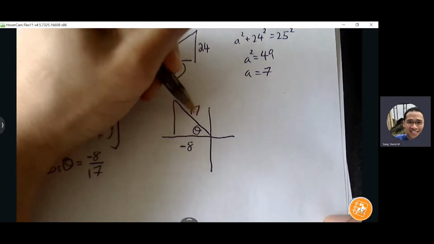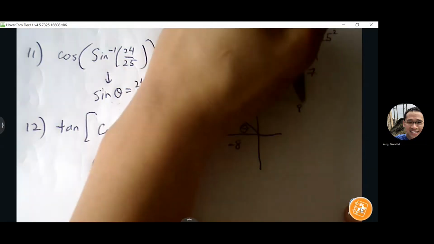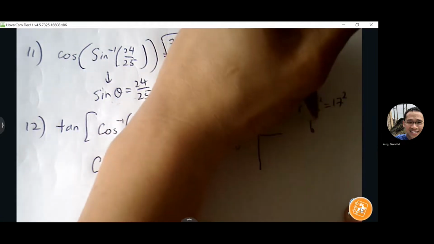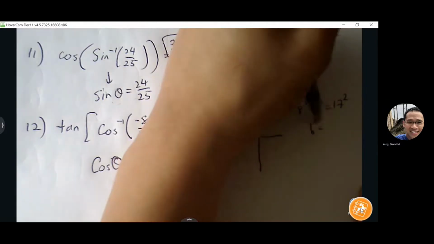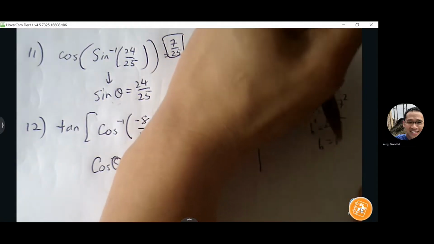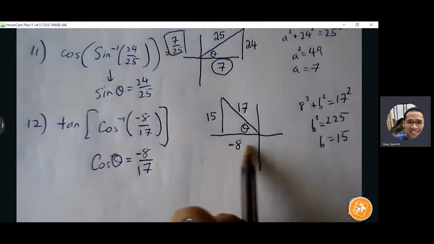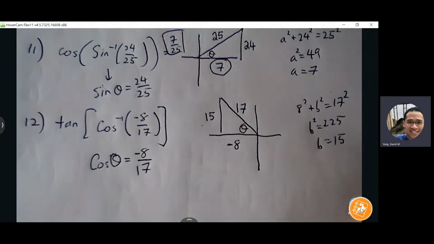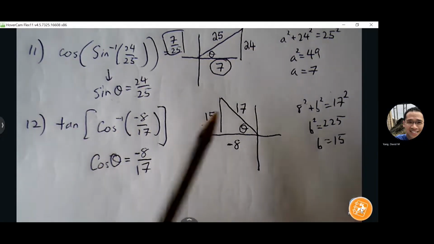Remember, your hypotenuse is always positive. Pythagorean theorem. Double check that it is a positive 15, because we're going left 8 and up 15, so the y value is positive in the second quadrant. So now we just turn around and say, what is tangent of theta?